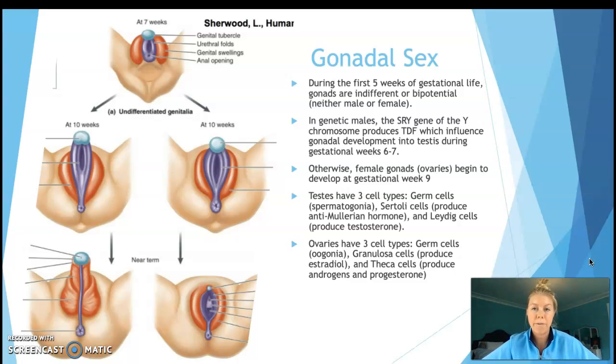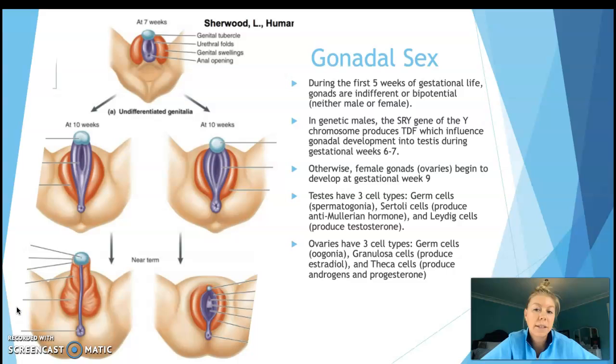So there's also gonadal sex. During the first 5 weeks of gestational life, gonads are indifferent or bipotential, which means they are neither male nor female. In genetic males, the SRY gene of the Y chromosome produces TDF, as previously discussed, which will influence gonadal development into testes during gestational weeks 6 to 7, as you can start to see happening on the left side of the diagram. Otherwise, the female gonads, which are ovaries, begin to develop at gestational week 9.